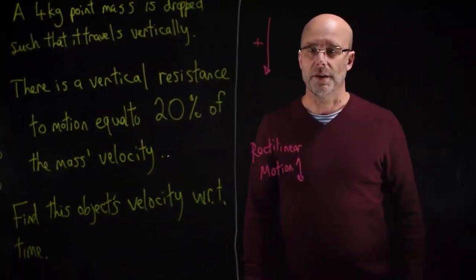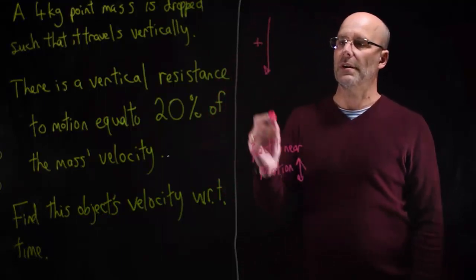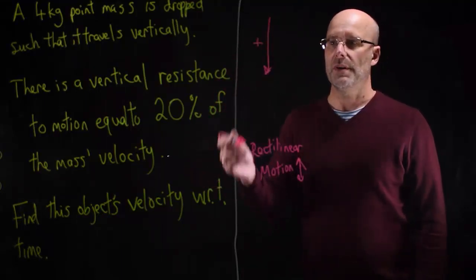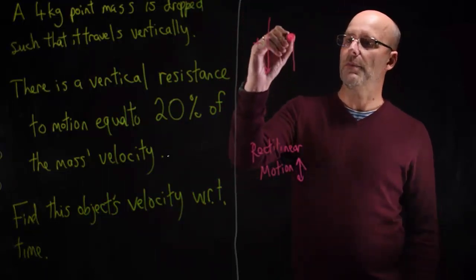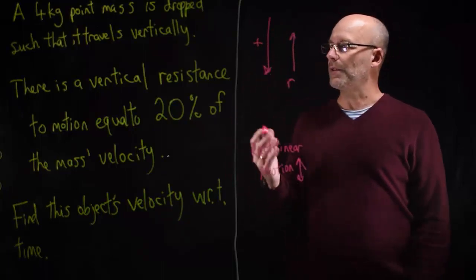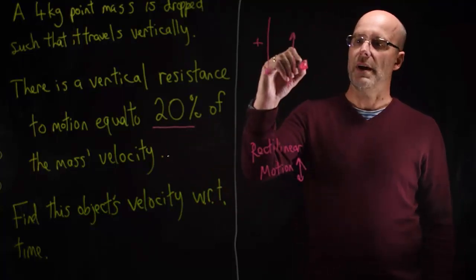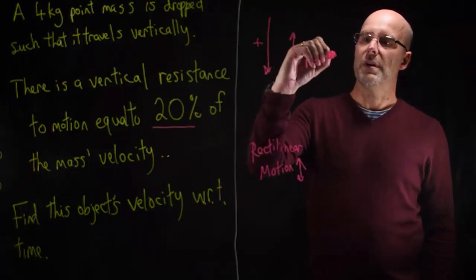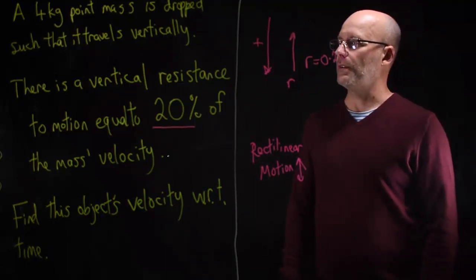Right, time to break it down. So we've got rectilinear motion, so it's one-dimensional, okay? It's up and down. I'm going to choose positive in the down sense, all right? And we've got basically a resistance to motion I'm going to call R, and we've got information about R. R is 20%, so R is 0.2 V, okay? It's in regards to the velocity, all right?